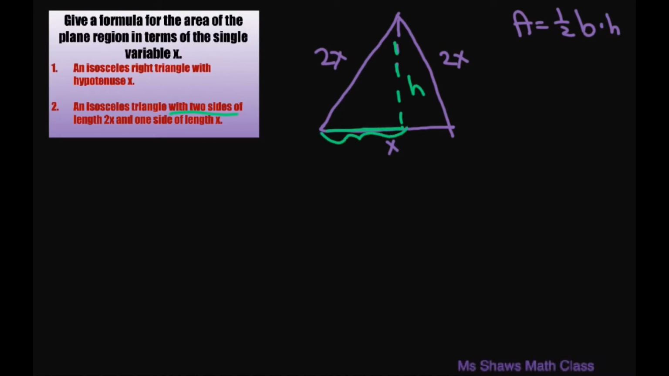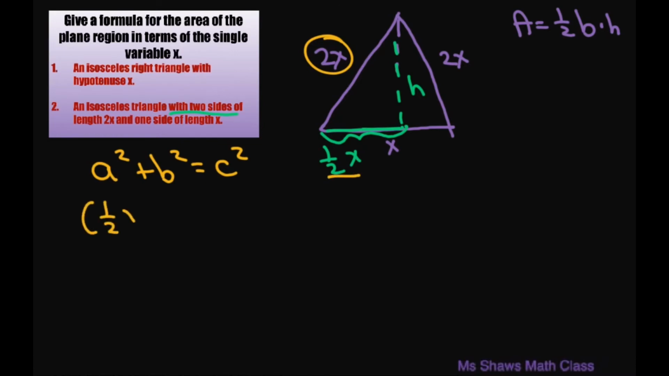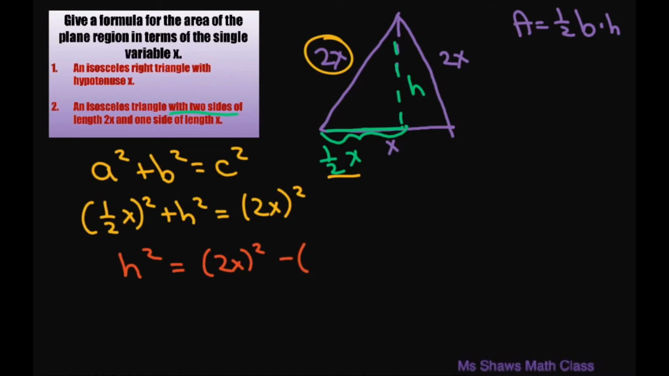Now this part right here is 1/2 x. So to find my height, I'm going to use my Pythagorean theorem. Remember, this is the hypotenuse. So you have a squared plus b squared equals c squared. Therefore, we have a squared is going to be this, (1/2 x) squared plus h squared equals c squared. So our c is (2x) squared. All right. So h squared is going to equal (2x) squared minus (1/2 x) squared. And h is just going to equal the square root of this.